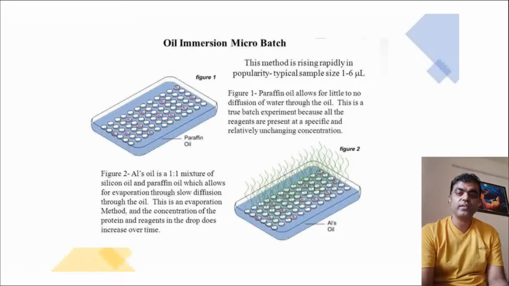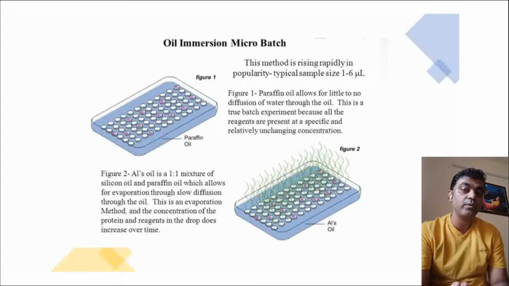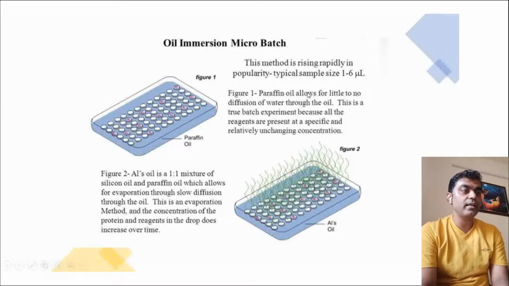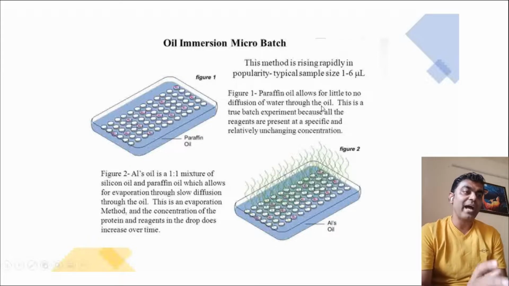In X-ray crystallography the smaller size doesn't really matter. You want to get a lattice crystal, so that is the entire idea. Now here you can see in the first one, paraffin oil allows for little to no diffusion of water through the oil, and this is a batch experiment.